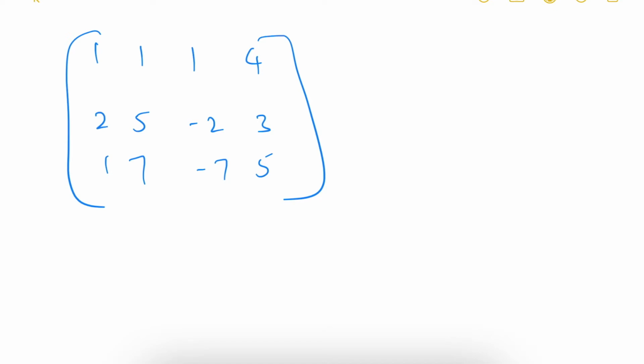Now we need to find the rank of this one. First of all I will try to do some row changes or modifications. First, row 2 I will change to row 2 minus 2 times row 1, and the same way row 3 I will change to row 3 minus row 1. Okay, let us check now. So row 1 as it is.